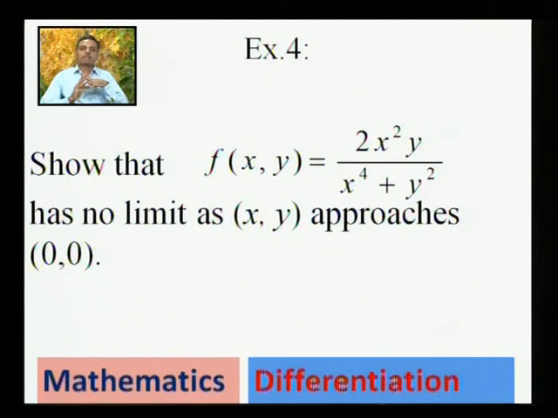Now let us take an example. Let us take this function f(x,y) equals 2x²y divided by x⁴ plus y². Let us prove that this function has no limit as (x,y) approaches (0,0), that is, approaches the origin. Now, as you know, we have just seen the result. If you want to prove a limit does not exist, you consider any two paths and prove that the limit of this function is not equal along those two paths.